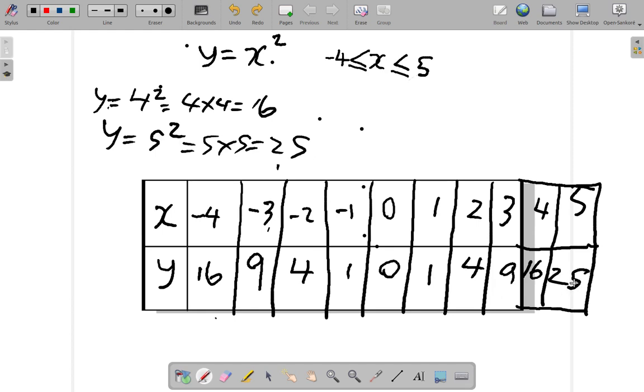So those are the points that should be plotted. So make a note of those points. What I want to do is plot them in another video. So I'll see you then.